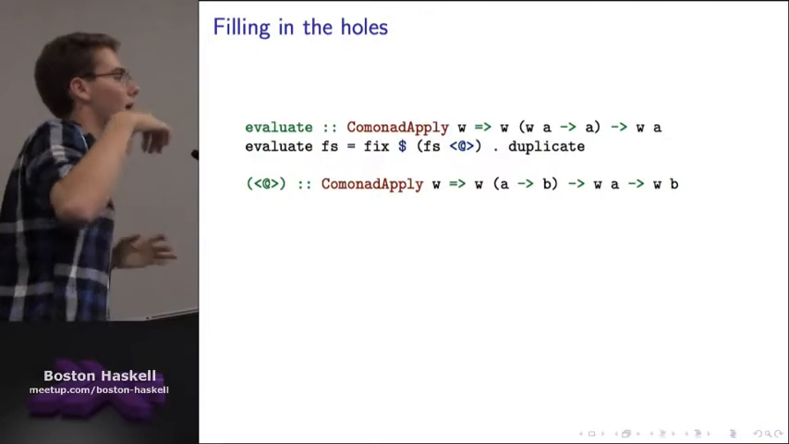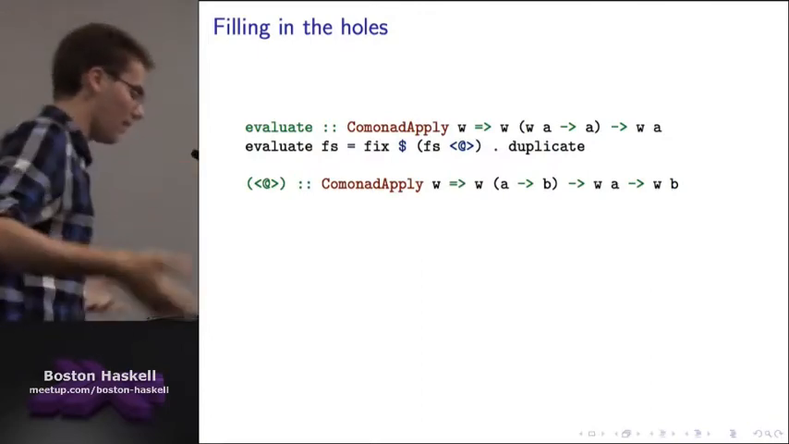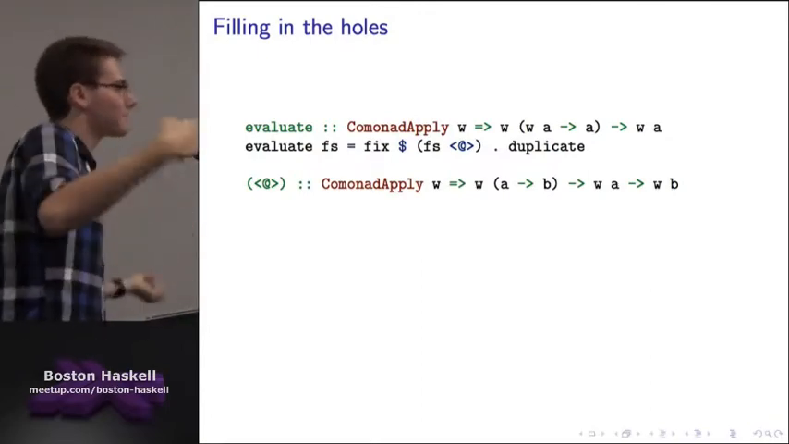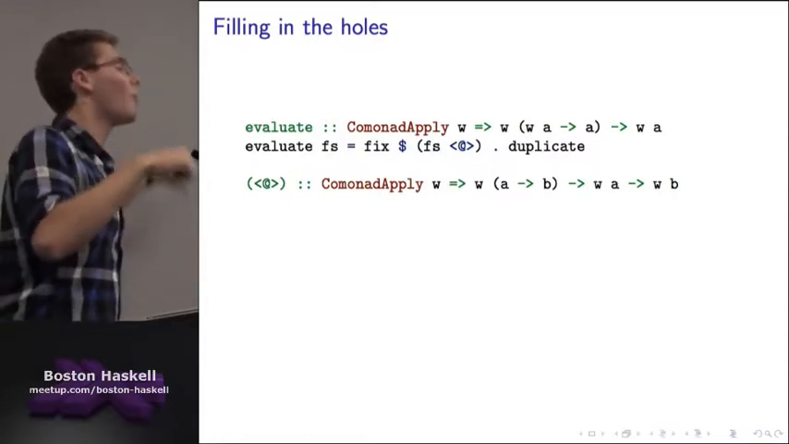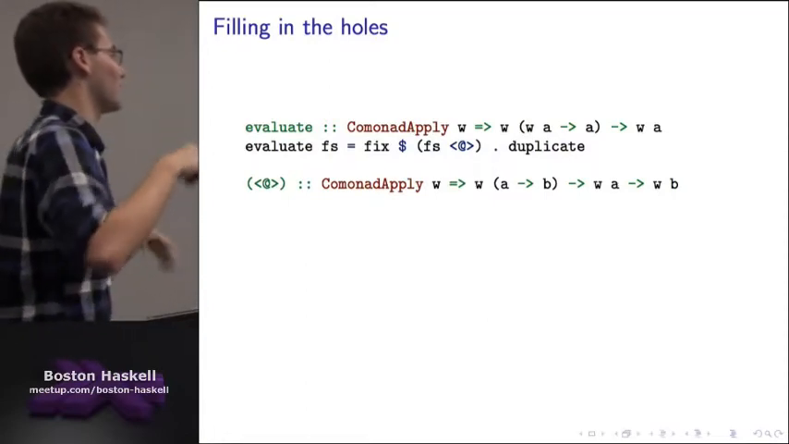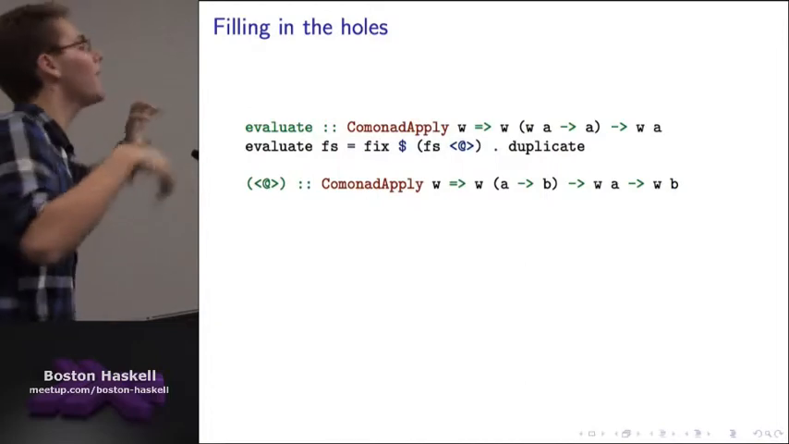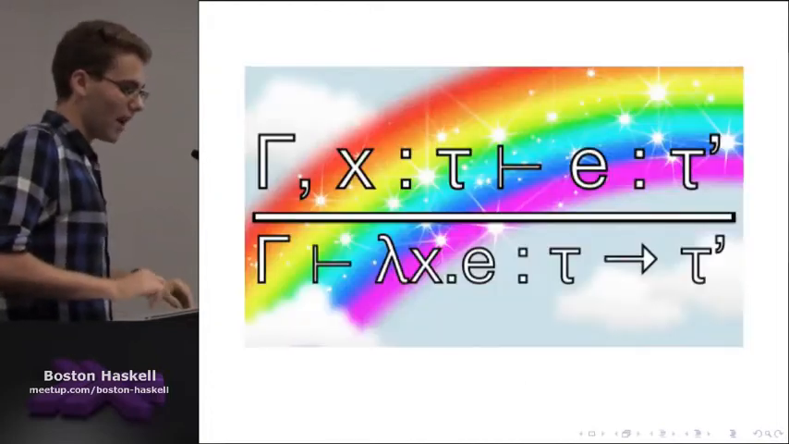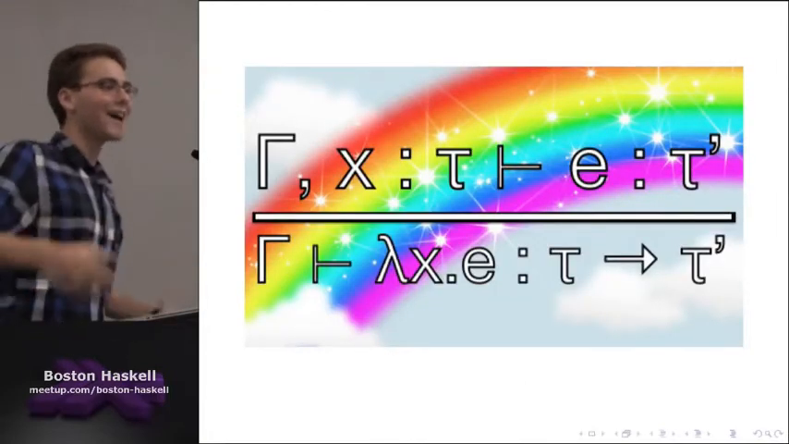And so Comonad apply is... Comonad is a superclass of Comonad apply. So when I say Comonad apply, I get Comonad as well as the apply operations. And this works! Yay, type inference!